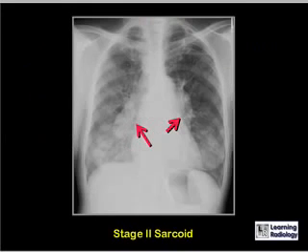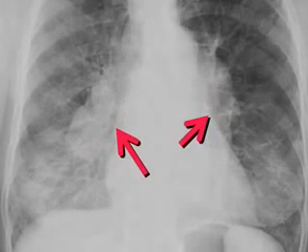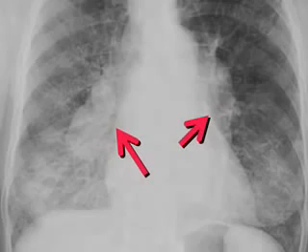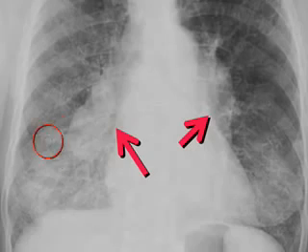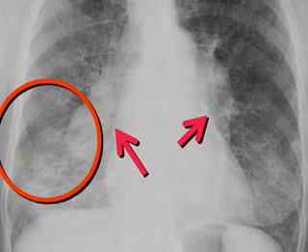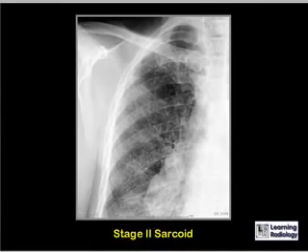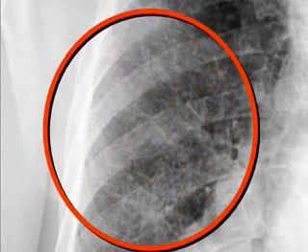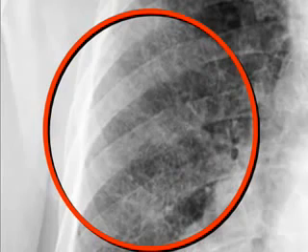This is a frontal radiograph on a patient with stage 2 sarcoid. The red arrows are pointing to the bilateral hilar adenopathy, and the red circle highlights the reticular interstitial disease that marks this as stage 2 sarcoid. This is a close-up of the same patient, and you can see that there are innumerable interstitial lines that make up the parenchymal disease in this patient.